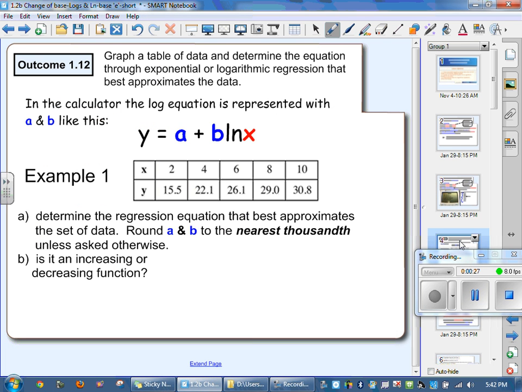Here's some data. Put those into list 1 and list 2. Do a log regression on them, please. Round each parameter A and B to the nearest thousandth. I'll give you a couple minutes. Push pause now and play when you're ready.